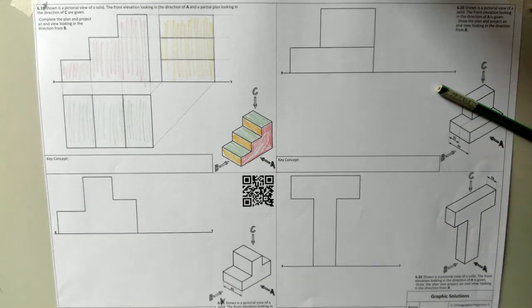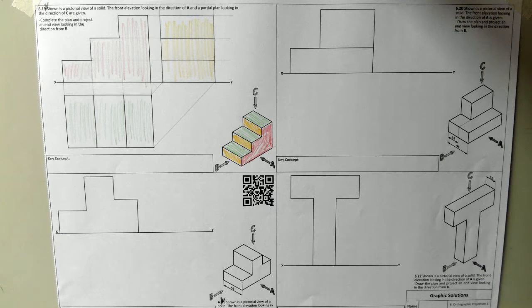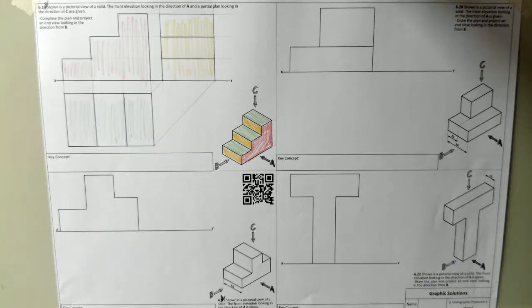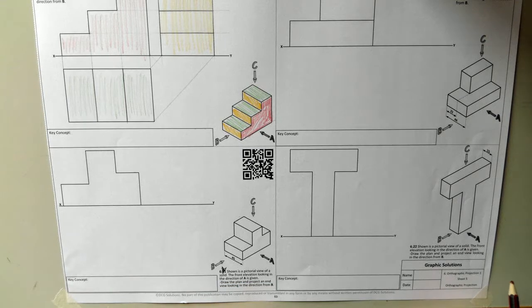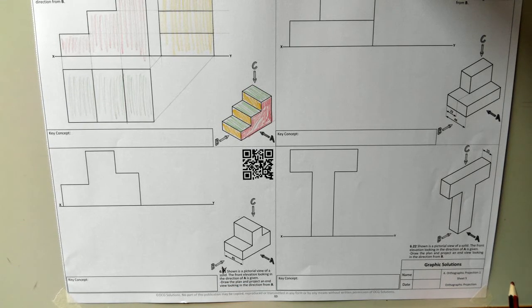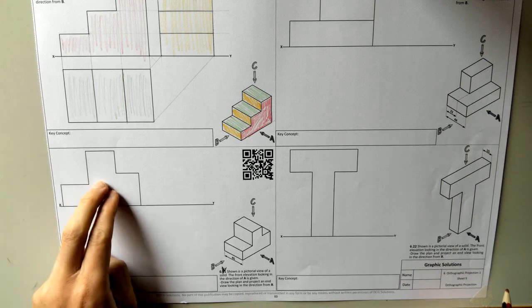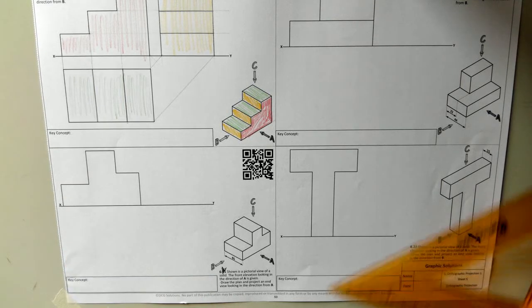So for the next activity, activity 6.21, I'll just move the camera down so you can see it fully. It tells us, shown as a pictorial view of a solid, the front elevation looking in the direction of arrow A is given. Draw the plan and project an end view looking in the direction of arrow B. So this time they've only given us the elevation. They've been given nothing else.